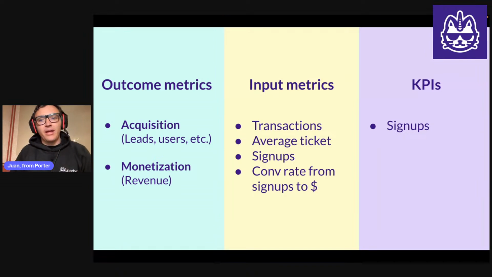And what is a KPI? A KPI is what you determine is the most important input metric for you. Outcome metric is the result. Input metrics are the metrics that influence the outcome metric, and the KPIs are the one or two metrics that you will focus on. Those are the key performance indicators. A KPI is a metric that you find more relevant for your business.